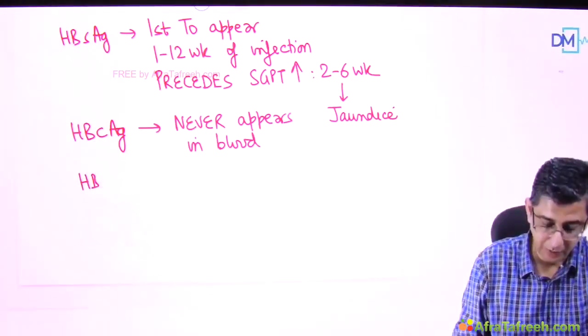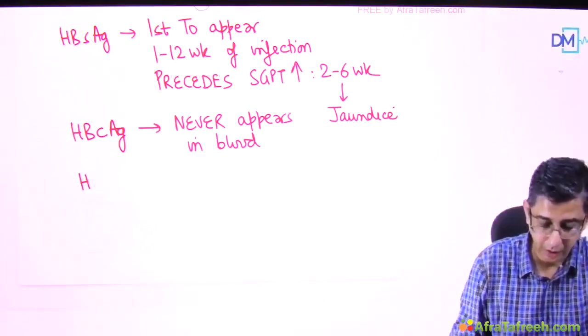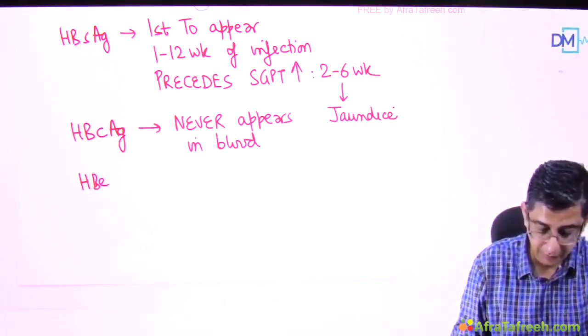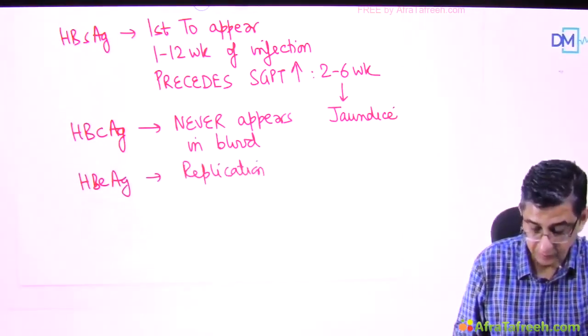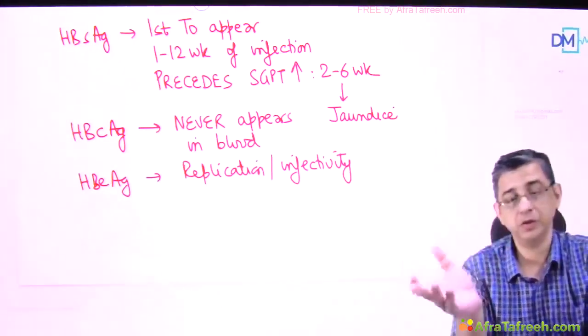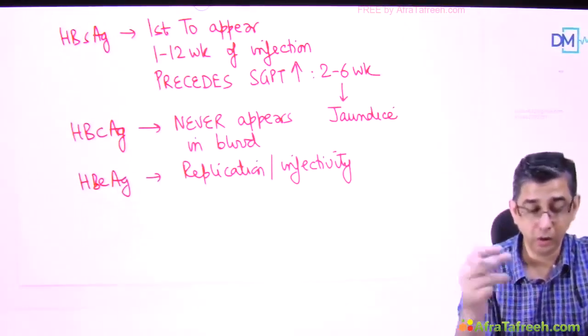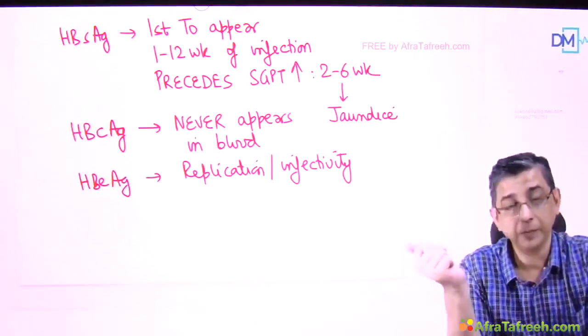Then is hepatitis B E antigen. This is indicative of viral replication. It is indicative of infectivity of the virus. So if E antigen is positive in a sample, then the person will be highly infectious to his or her sexual partner and also to the doctor or nurse handling the sample, because if they get a prick, they can also get infected.